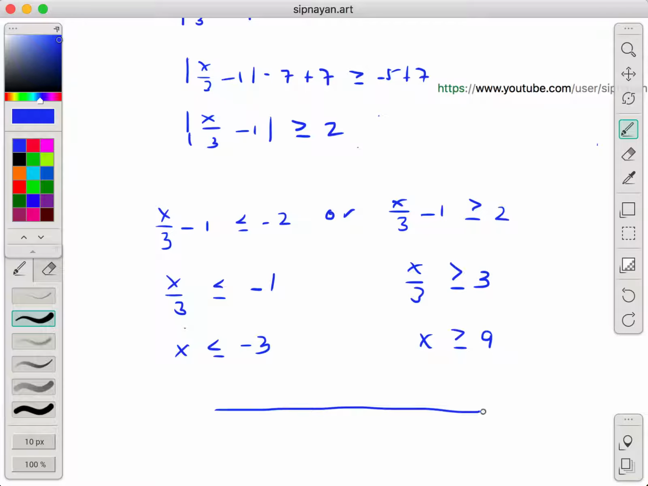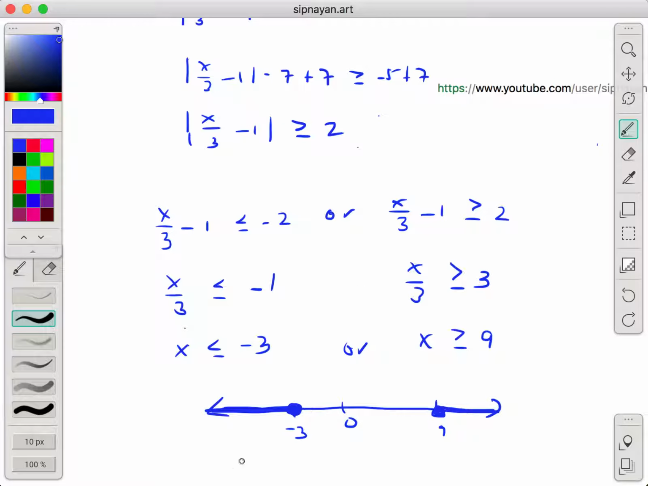So, yung ating solution, this is 0, this is 9, and this is maybe negative 3. So, x is less than or equal to negative 3. From here, less than siya eh, so papunta siya dito sa kaliwa. Lahat ng numbers. Kasama yung negative 3 kasi may equal sign siya dito. Less than or equal. And greater than or equal to 9. So, yan ang graph niya.